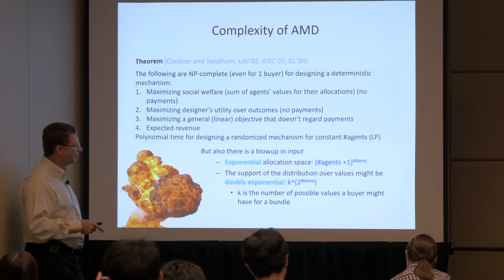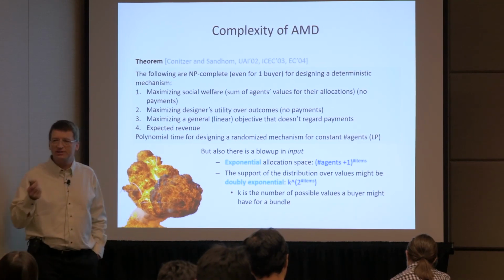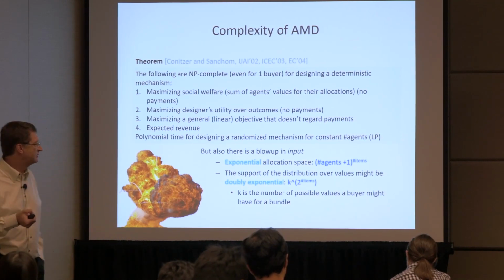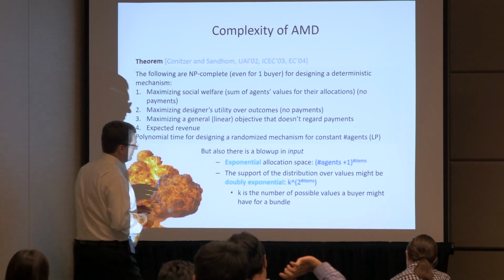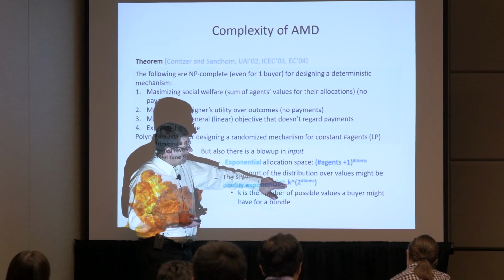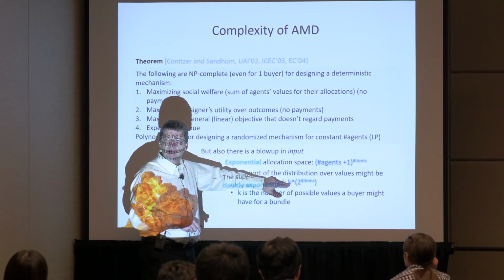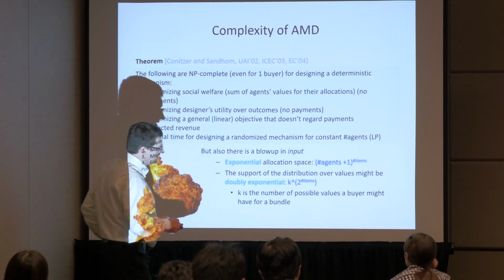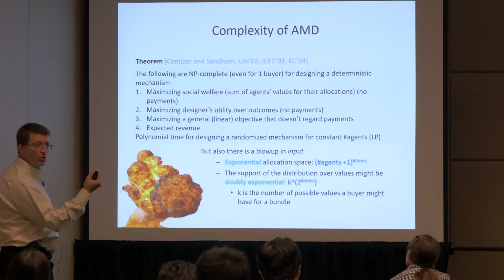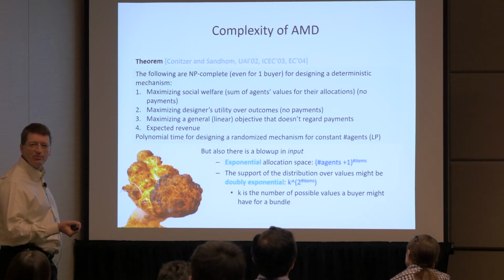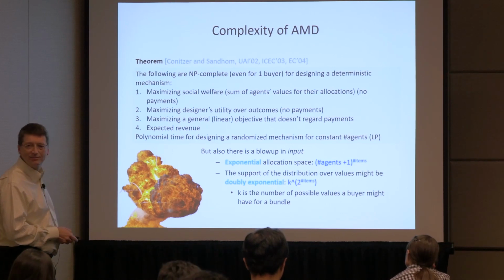Furthermore, the support of the distribution over values might be doubly exponential, even for a single bidder. So think about it this way. Let's say for simplicity that we have at most k different price levels that the bidder can have for a given bundle. Then there are 2 to the items bundles. So the support size of my prior distribution, even for one bidder, is doubly exponential. It's k to the 2 to the items.